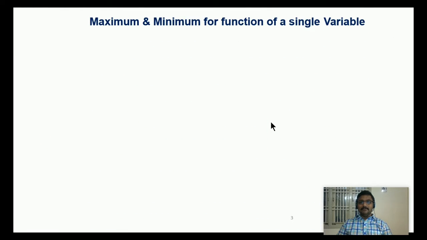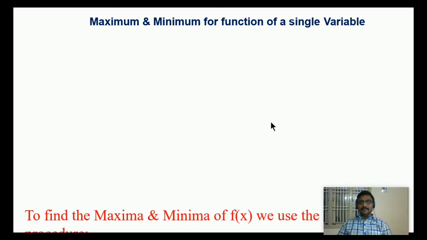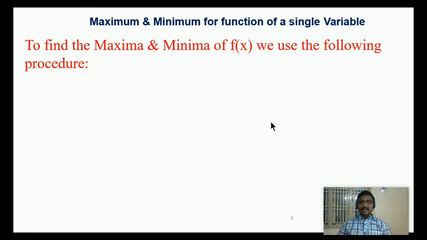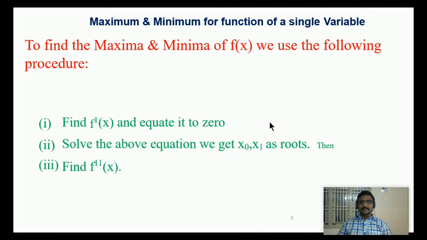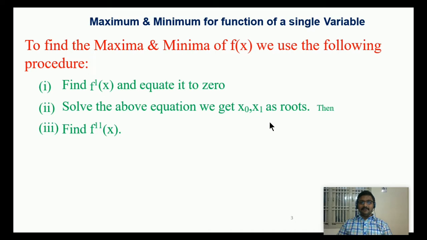Maximum and minimum for function of a single variable. To find the maxima and minima of f of x, we use the following procedure. Find f dash of x and equate it to 0. Given function is f of x, first we have to find f dash of x, which is equated to 0. In the second step, we solve the above equation. We get x naught, x1 as roots.